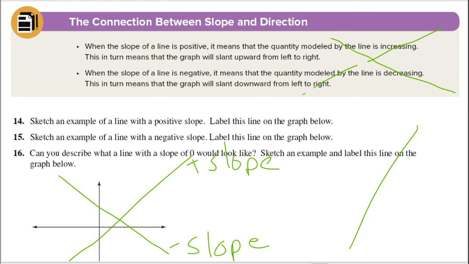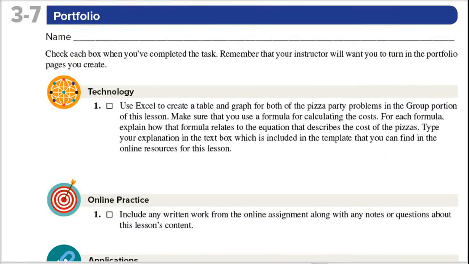What would a line of zero slope be? Positive slope: as x goes up, y goes up. Negative slope: as x goes up, y goes down. You have a zero slope when, as x goes up, y does not change. So a zero slope is actually a horizontal line. And I think that is the end of the lesson.